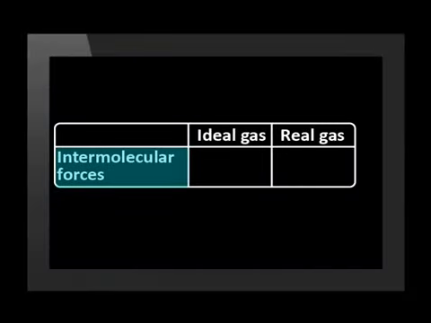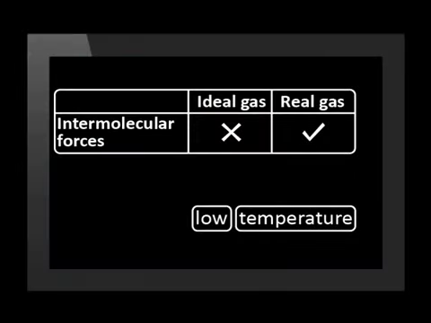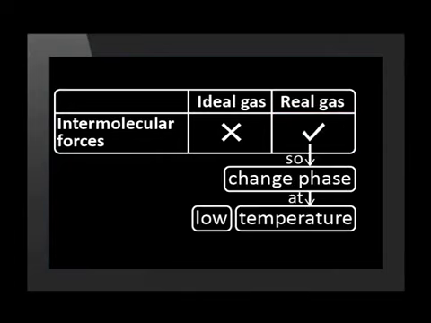Let's start with intermolecular forces between gas molecules. Our simplified ideal gas model says there are none, but real gases do have intermolecular forces. Under most conditions, these are so weak we can ignore them. But under some conditions, these intermolecular forces are strong enough to cause the real gas to behave very differently to an ideal gas. At low temperatures, the gas molecules move very slowly and so stay close to one another. This strengthens the intermolecular forces, which eventually cause the gas to change phase.